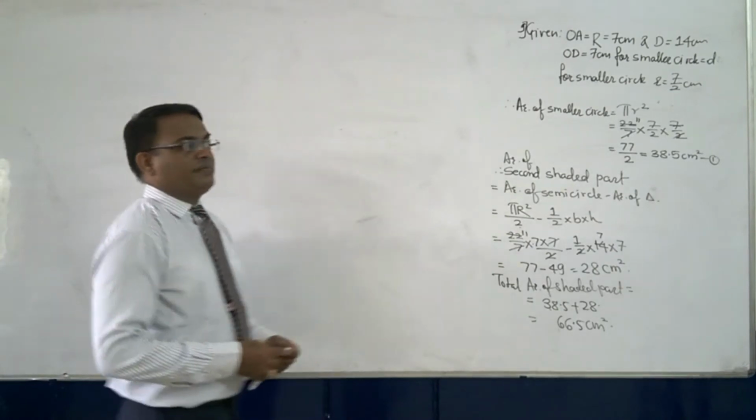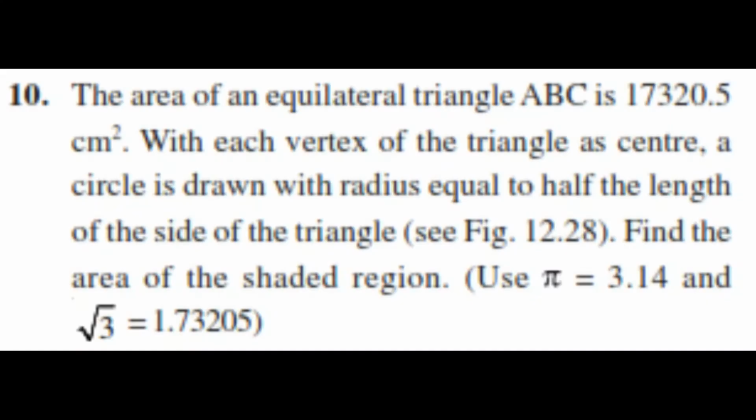Now let's go ahead with the next sum. The area of an equilateral triangle ABC is 17,320.5 centimeters square. With each vertex of the triangle as center, a circle is drawn with radius equal to half the length of the side of the triangle. Find the area of the shaded region. Use pi is equal to 3.14 and under root 3 is equal to 1.73205.